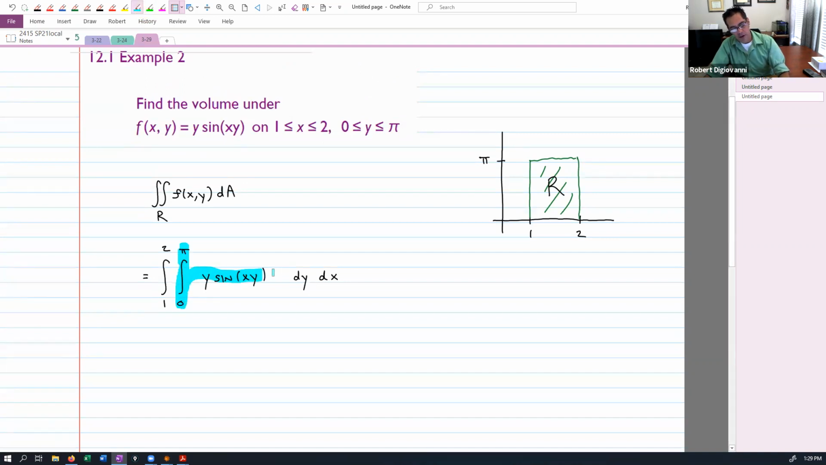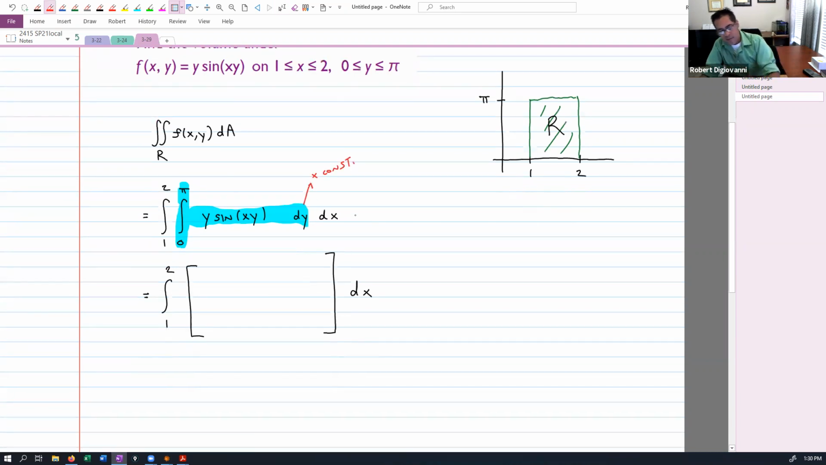Start out with this inner integral. Let's do that first. So we're going to have the integral from 1 to 2, and then here comes the antiderivative that we have to figure out, and then dx. This antiderivative is not as clean as the previous one, because we're going to be treating x like a constant. So I think it might be worth it for us to look at that integral by itself.